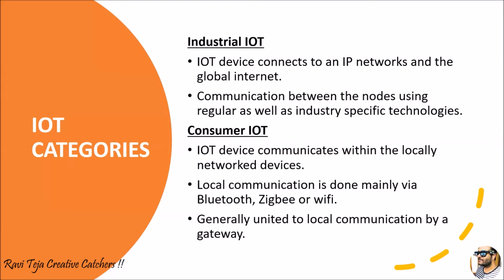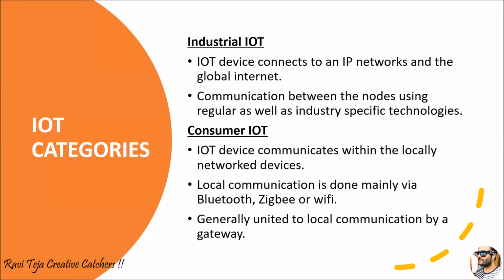Now coming to the consumer IoTs, these are nothing but local communication IoT modules, like a small camera surveillance connected to a shop or a home. Or it can be a burglar alarm kind of thing, or a small office face detection kind of thing. All these IoT devices communicate within the local network devices. Generally, local communication is done mainly using Bluetooth, Zigbee, or Wi-Fi, or something like this. So it's a short-range wireless communication.